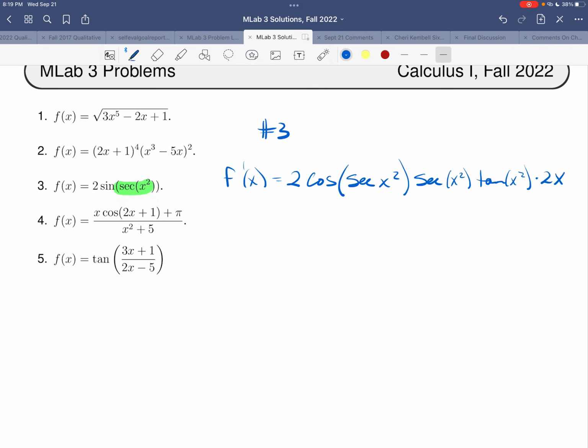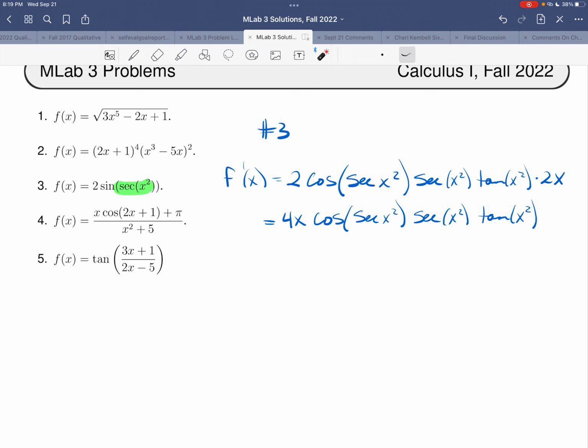And so I would definitely want to go ahead and move the 2x over and combine and write this as 4x cosine of secant x squared. And then I've got a secant x squared times the tangent of x squared.